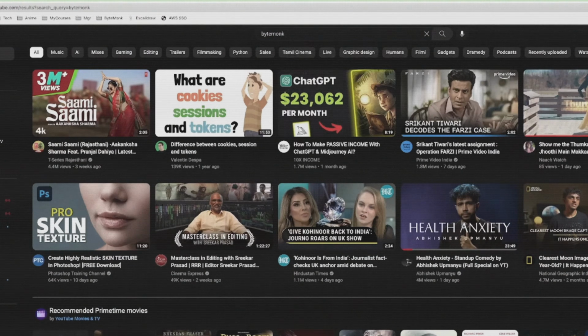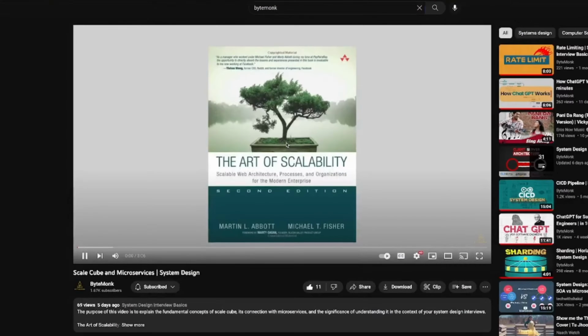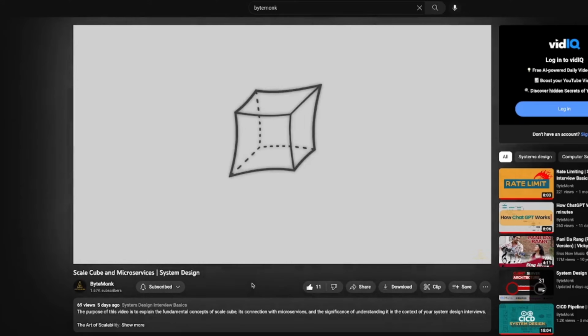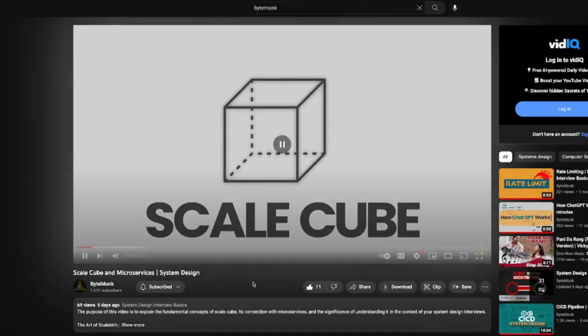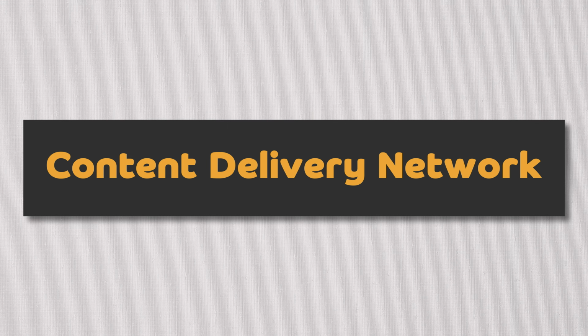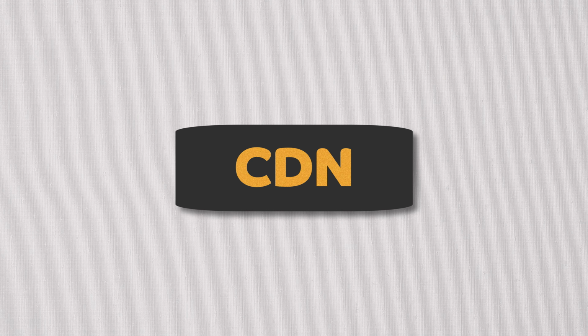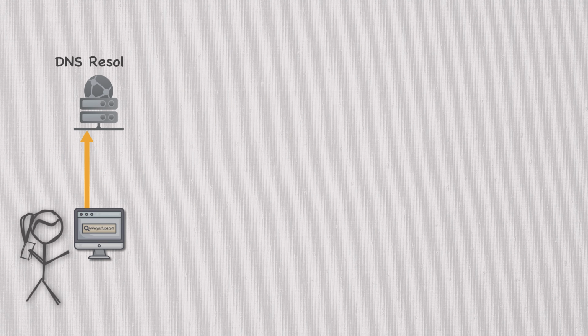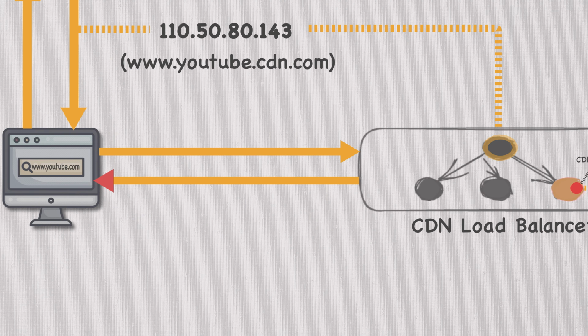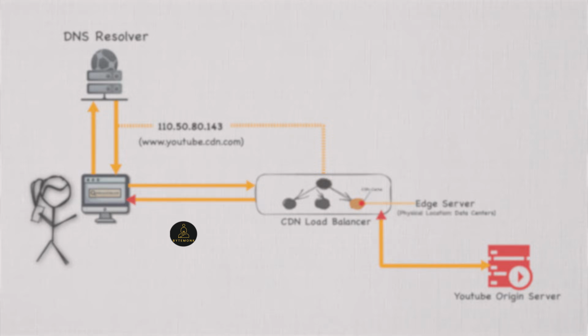Have you ever noticed that videos on websites like YouTube load faster and more smoothly compared to videos on other websites? This is due to a technology called Content Delivery Network, in short CDN. In this video, we'll explore what CDN is, how it works with an example of a user typing www.youtube.com into the browser, and I hope this will enable you to confidently integrate CDN in your system design architecture.